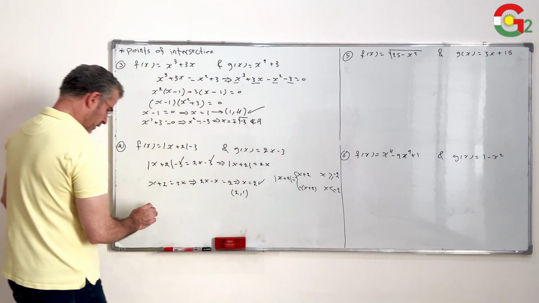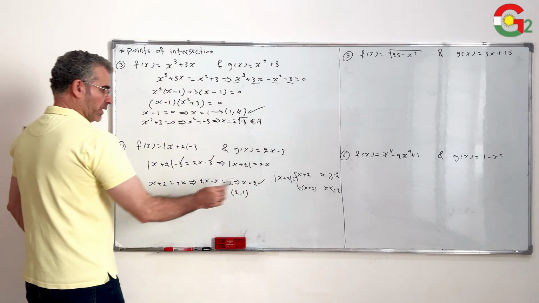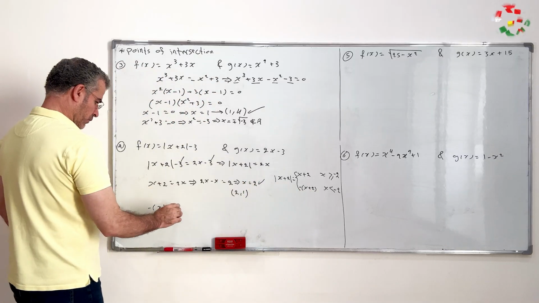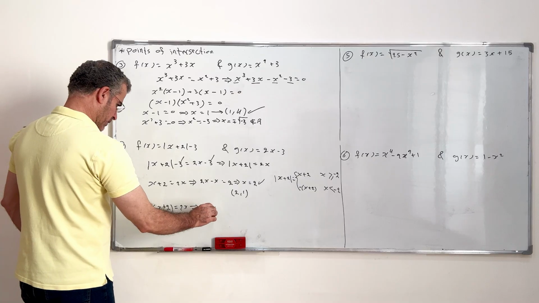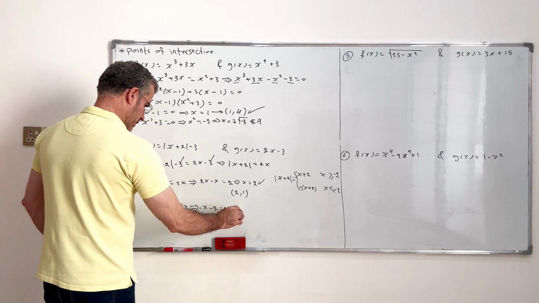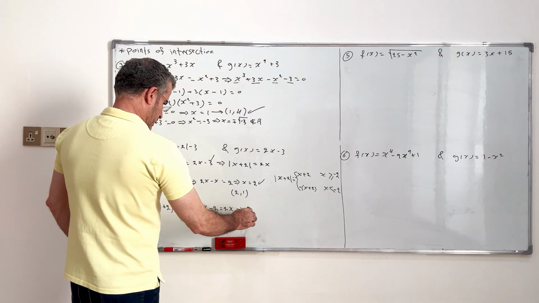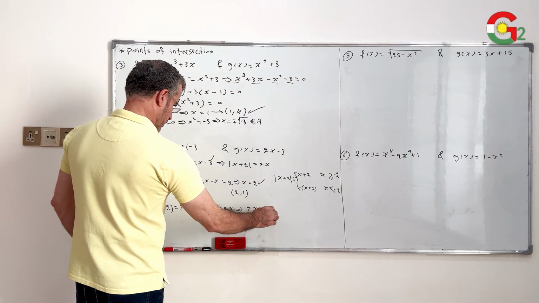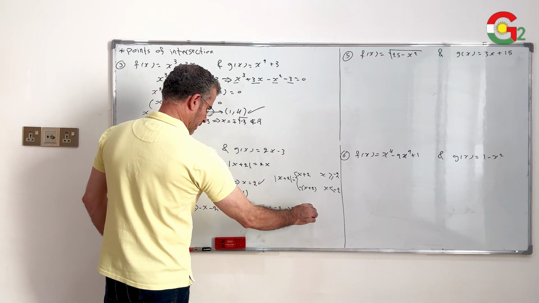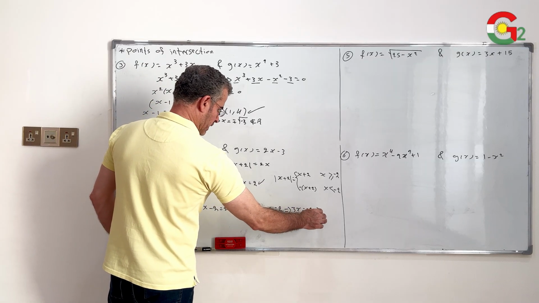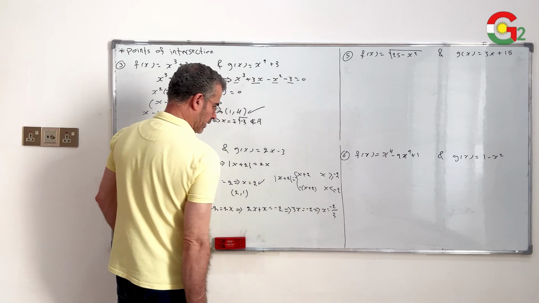Absolute value equals negative x plus 2 when x is less than negative 2, equal to 2x. Solve for x: negative x minus 2 equal to 2x. Then 2x plus x equal negative 2. Then 3x equal negative 2. Then x equal to negative 2 over 3.